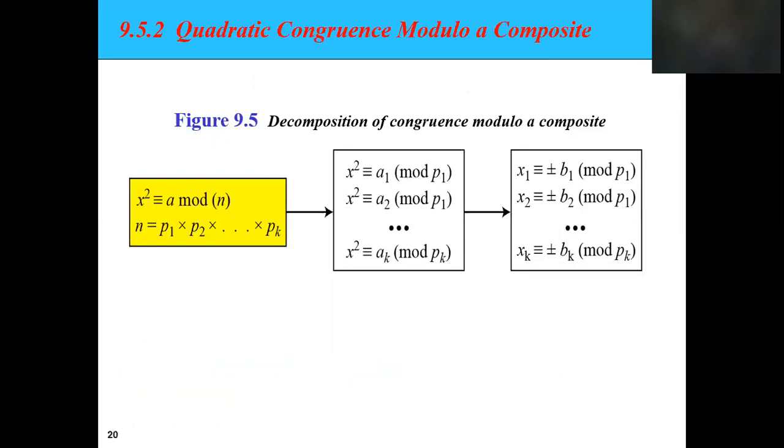Dear student, let us take another case of quadratic residue, mod a composite number. Previously we discussed quadratic residue under mod p, and here we have x squared congruent to a mod n, where n is the product of primes. In that case, we solve this equation under mod p1, p2, up to pk. If we take the square root, we will get plus or minus b1, plus or minus b2 and plus or minus b3. In that case, we will use the Chinese remainder theorem in order to get the answer for these values of x.